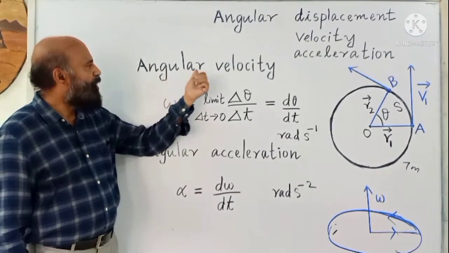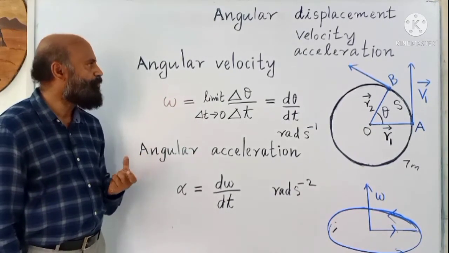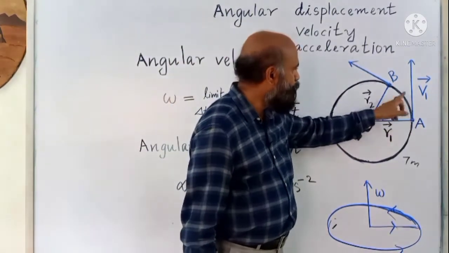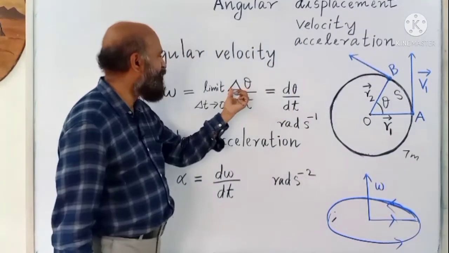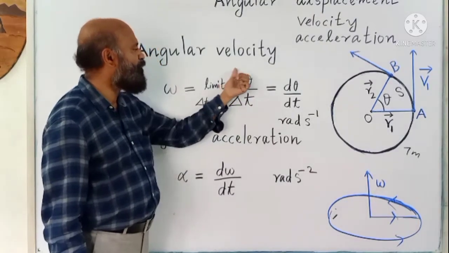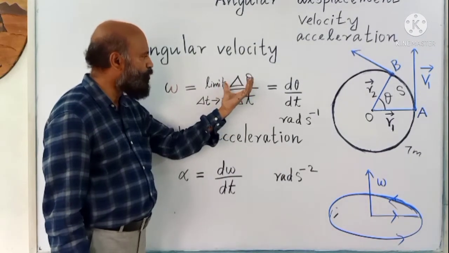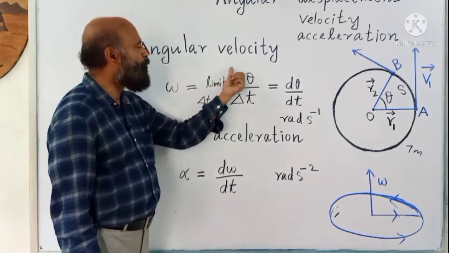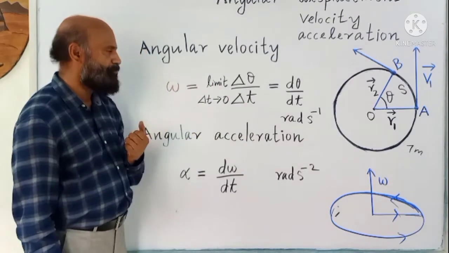Now let us see what is angular velocity. Angular velocity is the rate of change of angular displacement. Suppose a body is going from one position to another position, then this change in the angular displacement, let it be delta theta. You divide it by the time interval delta t. So it's a rate of change of angular displacement. So for the average rate of change, total change in the angular displacement, you divide by the total change in the time. So this is the average angular velocity.